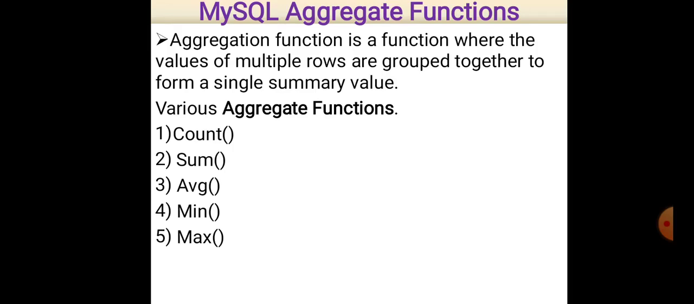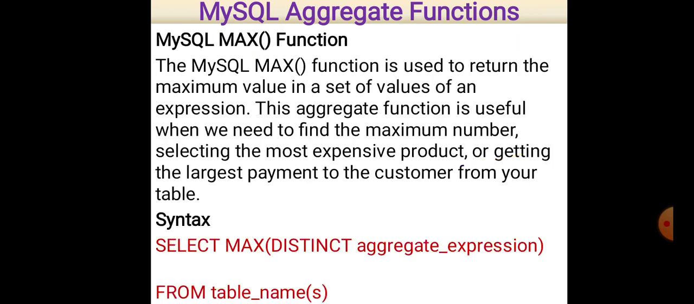Some main aggregate functions are count, sum, avg for average, min for minimum value, and max for maximum values. So these are some aggregate functions: count, sum, average, min and max. The avg function is used to find the average value. First of all, let us talk about the max function.